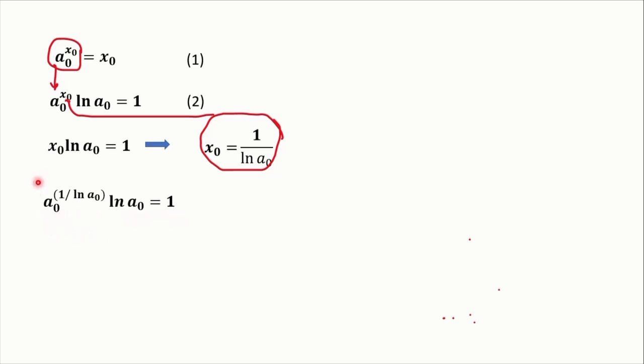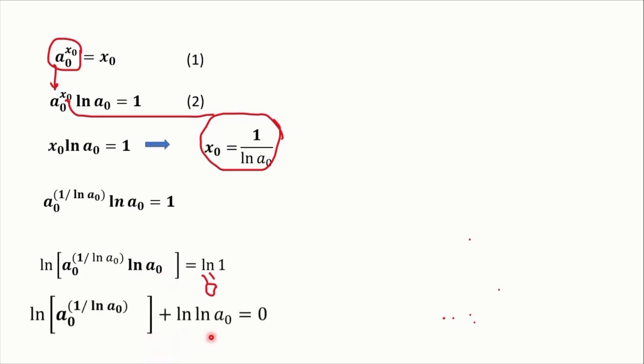To solve it, we take a logarithm from the left and right hand sides. On the right we have ln 1, which is 0. On the left we replace logarithm of product with the sum of logarithms. So we will have two terms. Next, we will use the property of logarithm, and we get this equation.